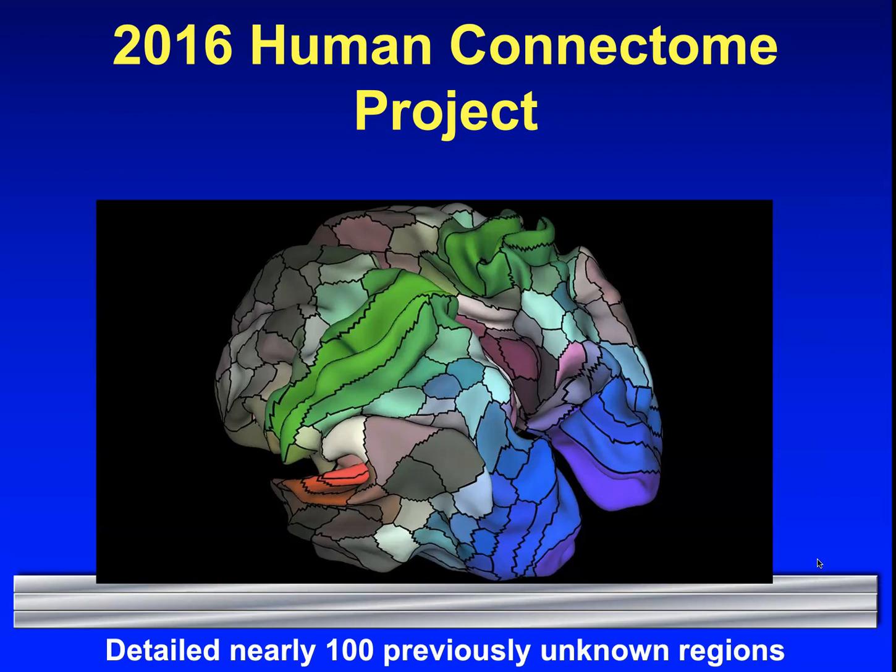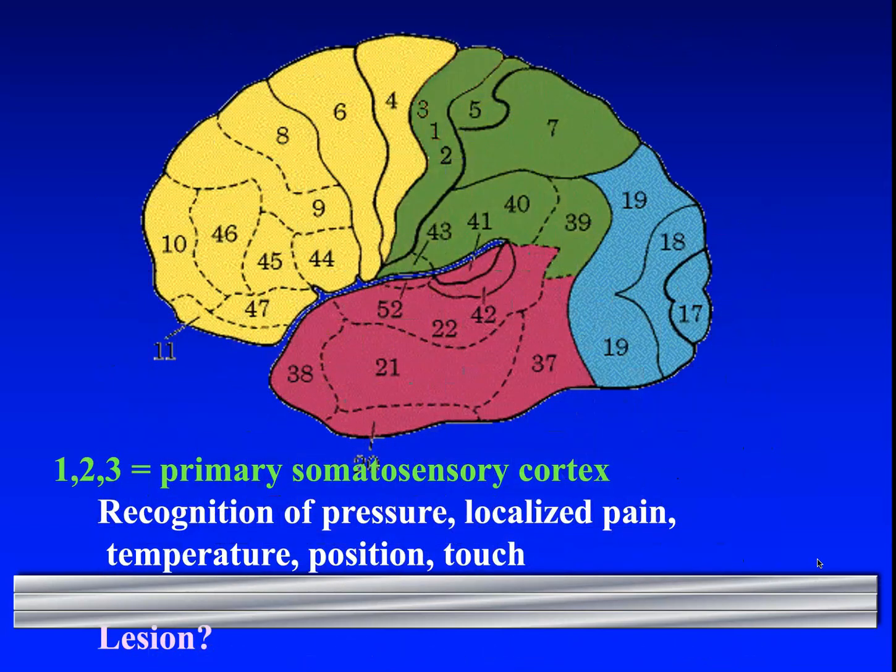So I'm not going to have you learn 150 different regions of the brain. Isn't that nice of me? We're just going to focus on a few main ones. But we are learning more and more about the brain all the time. So here we go.